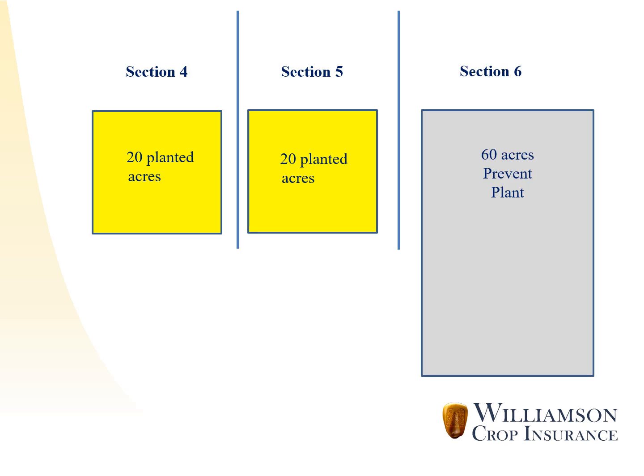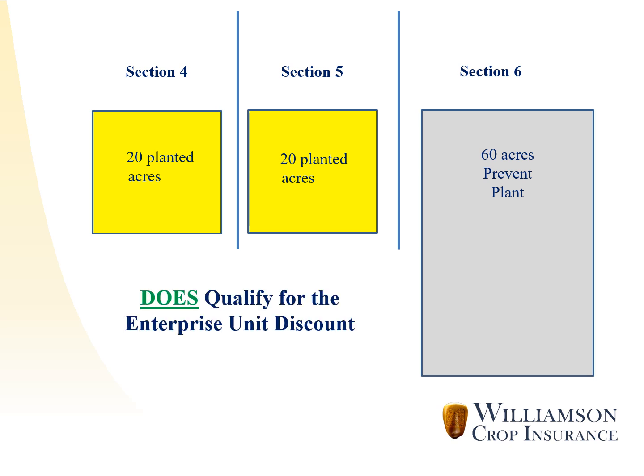Say we change that a little bit. So still 100 acres, but now in Washington Township of section 4, 20 are planted. Section 5, another 20 acres are planted, and in section 6, we're now at 60 acres that were prevented from planting. In this scenario, yes, it does qualify for that enterprise discount.